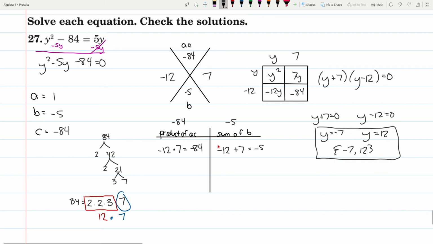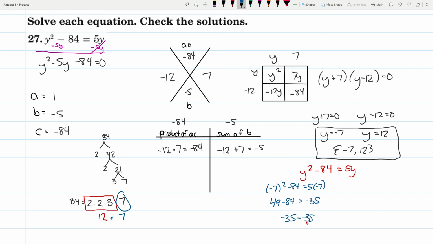And for the last time in this lesson, we could check these. And I'll at least give you the outline for this. As you could tell, I'm without my calculator today, but I'll give you some of the foundations for how to solve this at least. When you put in negative 7, that would be negative 7 squared minus 84 equals 5 times negative 7. Negative 7 squared is a positive 49. Minus 84 would need to equal a negative 35, and you subtract these out and you get negative 35 equals negative 35. So negative 7 is a solution.